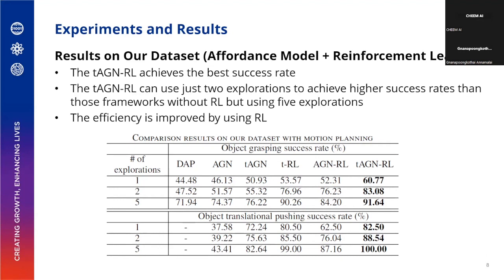If you look at the results, the RL method uses only 2 explorations while the affordance model alone uses 5 explorations. When we use the RL with only 2 explorations, we can achieve the same or higher accuracy than the model using the affordance map only with five times the exploration. That means using RL can greatly improve the efficiency of the overall framework.